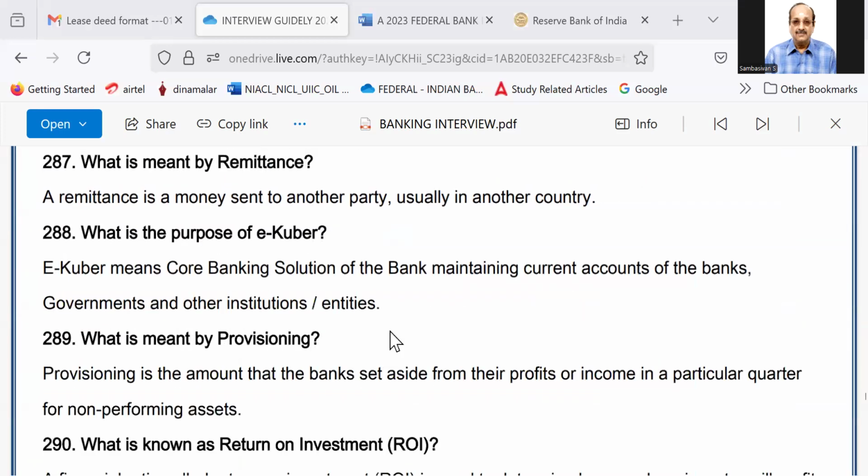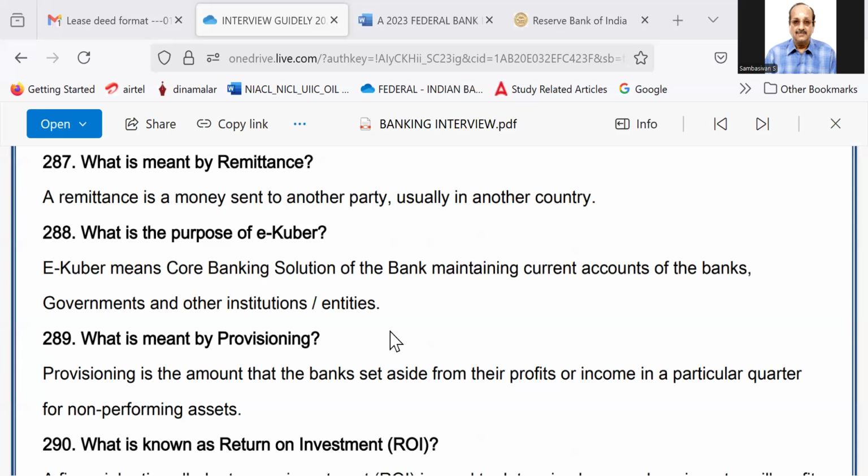Continue. 288. What is the purpose of e-Kuber? No, I think you omitted 287. 287. What is meant by remittance? Remittance is the money sent to another party, usually in another country. Yeah, it is not necessary. We can even call remittance done within our country also as remittance. So whatever money you are remitting to me, it is all known as remittance only.